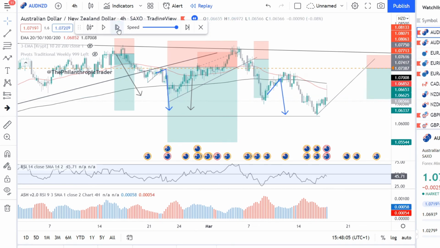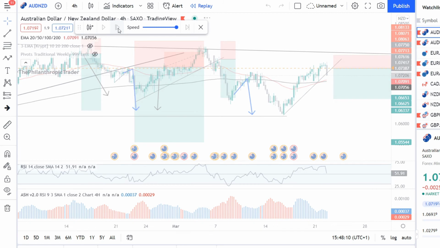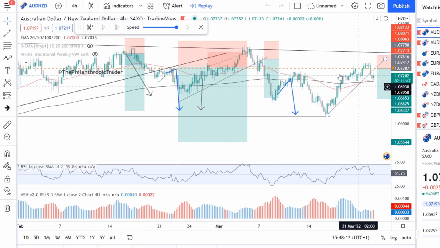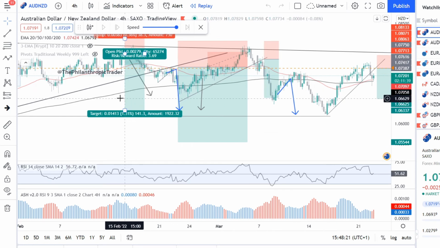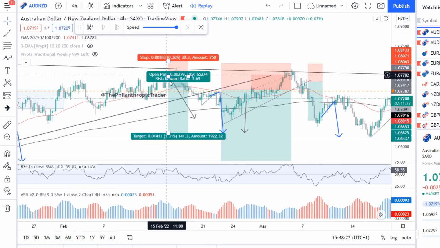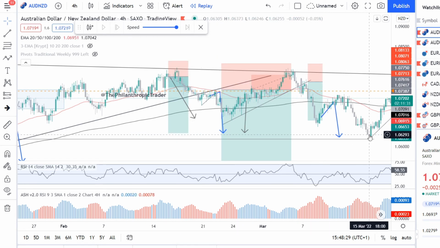And then I basically waited for maybe another opportunity in the future, but in the meantime I passed the challenge with other opportunities. But this was a nice move that really turned out to be a great trade, and in the end my TP target would have been hit about here.